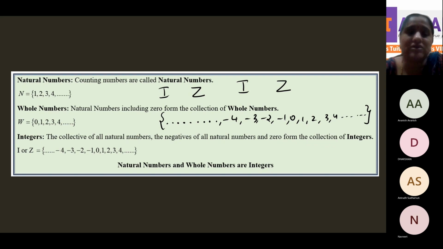But when it comes to natural numbers and whole numbers, you know that the smallest natural number is 1 and the smallest whole number is 0. But the greatest natural number or whole number, we can't say. When it comes to integers, you cannot identify both the smallest and the largest integer. Is that clear, children?